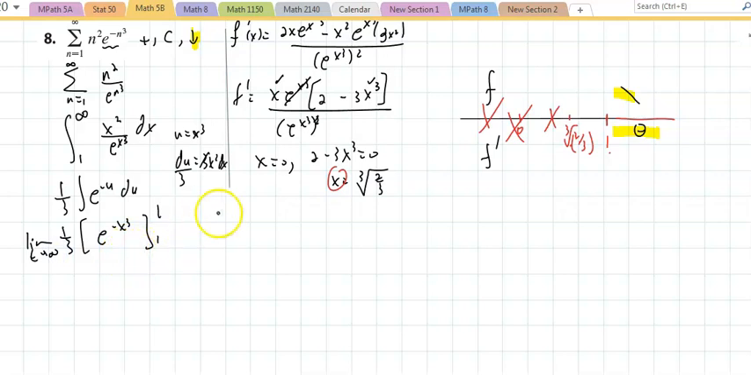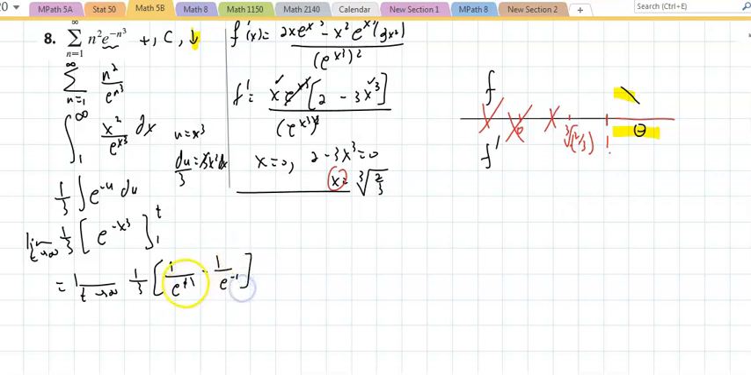And that would be the limit as t approaches infinity of 1 over 3 times 1 over e to the t cubed minus 1 over e to the negative 1. Well, we know this is going to approach 0, so that's going to equal negative 1 over 3 e to the negative 1, therefore converge by the integral test.